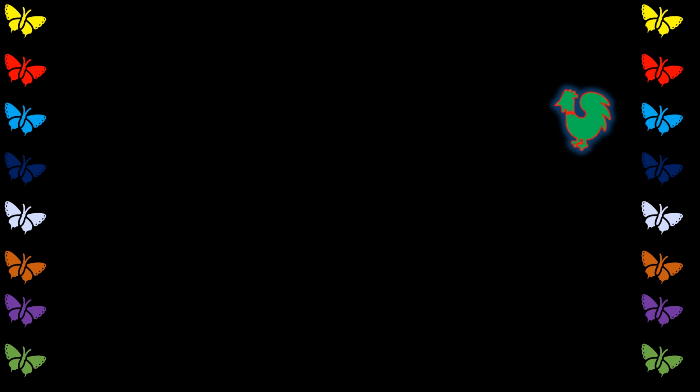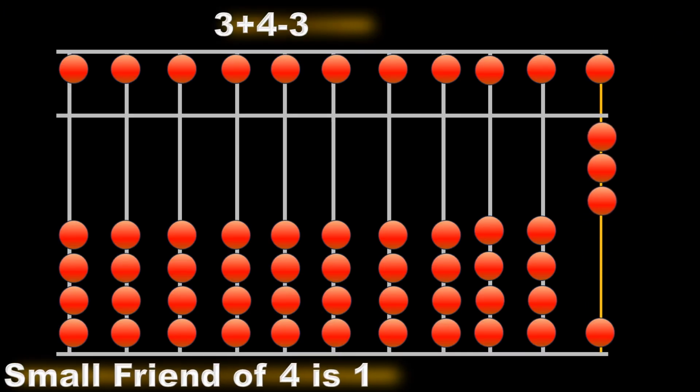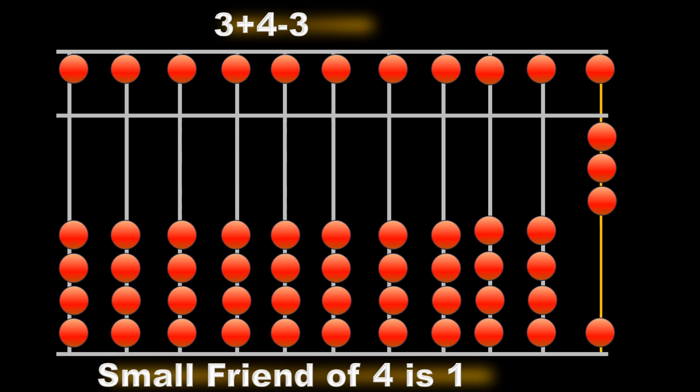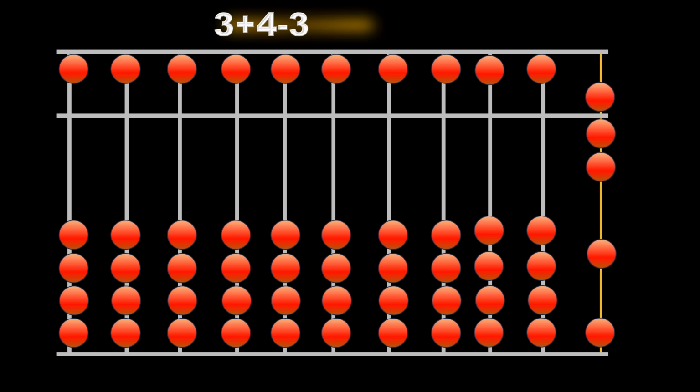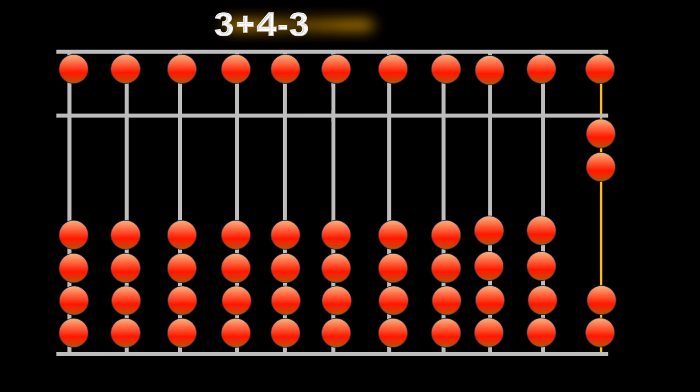Next question is 3 plus 4 minus 3. First add 3 lower beads. Now we have to add 4. What is small friend of 4? It is 1. So add 5, subtract 1 lower bead. And now third digit is subtract 3. So what is small friend of 3? 2. So subtract 5, add 2. So the answer becomes 4.